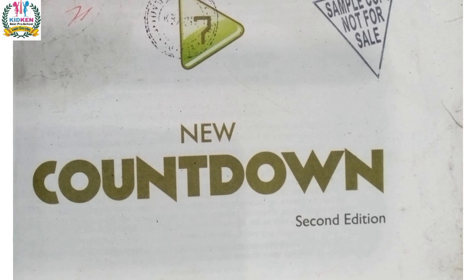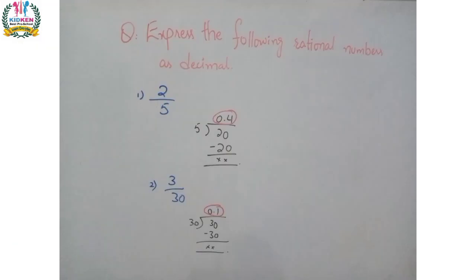So let's start our question, and the question is: express the following rational numbers as decimals. Simply, you can convert these fractions or rational numbers into decimal numbers. So 2 divided by 5: we can convert 2 into 20 after placing the 0 point decimal value. Then 5 4s are 20, and this is completely divisible by 5. So our solution of 2 divided by 5 is 0.4.